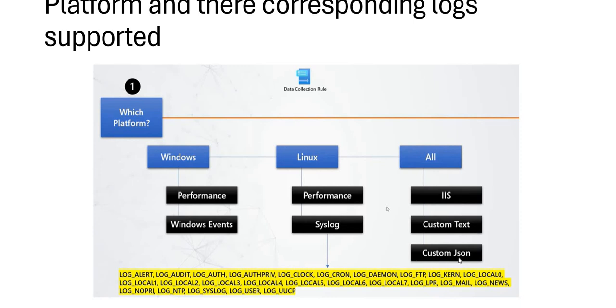Then there is All, like any custom text or custom JSON. I just gave you an example of a JSON. If you have any custom log source, then you should go with the third parameter, All, and this requires All.